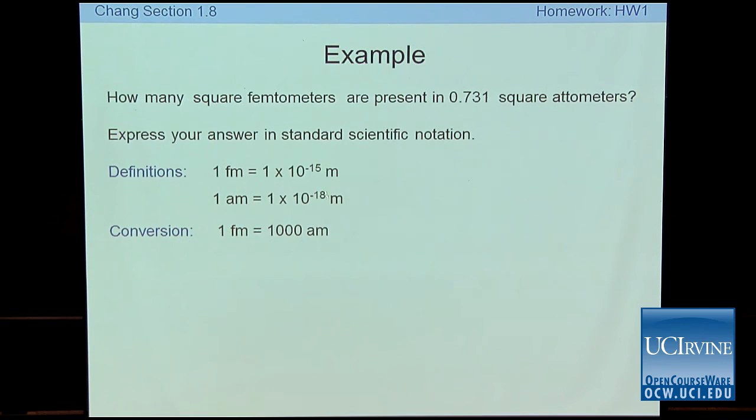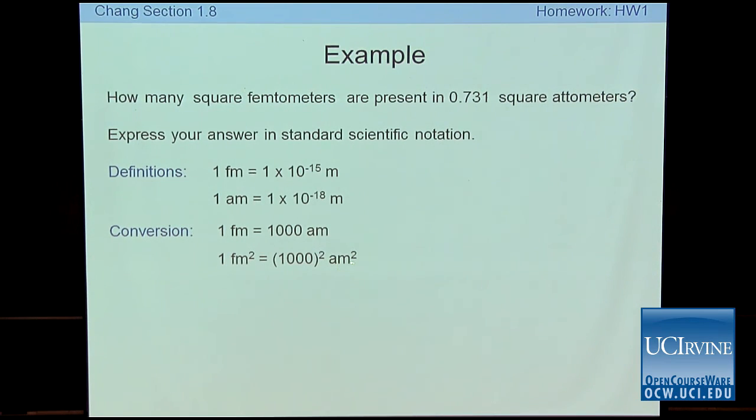Is 3 orders of magnitude, right? 1 femtometer equals 1,000 attometers. That's the relation between the 2 units. If you relate them both to the same unit, you see there's a 10 to the 3 order difference between these two. 1 femtometer equals 10 to the 3rd attometers. Now this is not a square unit yet. So let's do that. Let's square this. And square this whole thing.